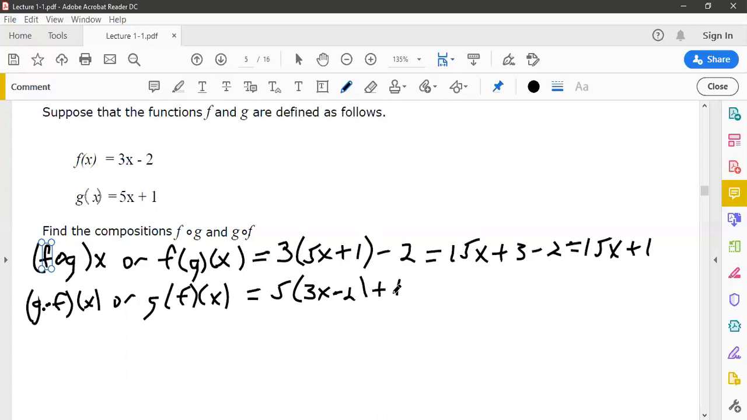Using the distributive property, 5 times 3x is 15x, 5 times negative 2 is negative 10, and we still have the plus 1. That gives us 15x minus 9 as our final answer.